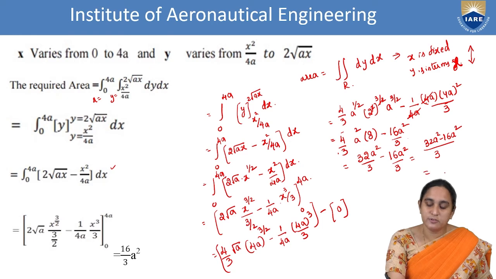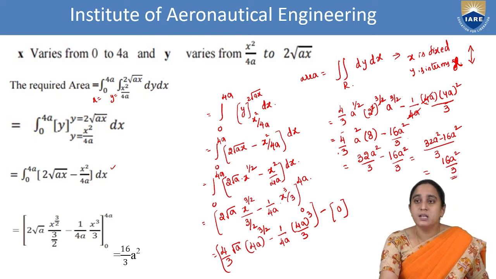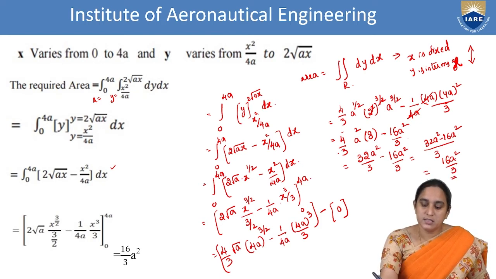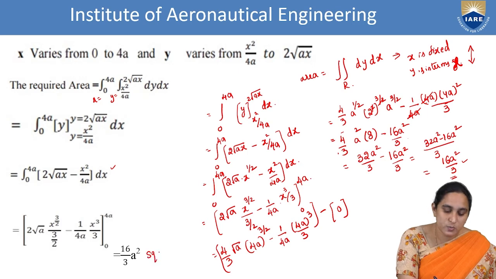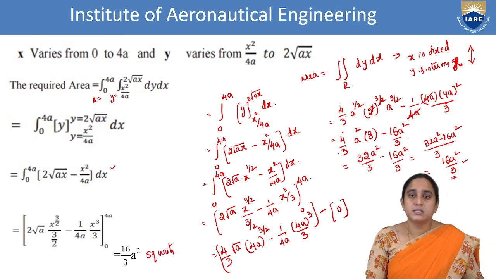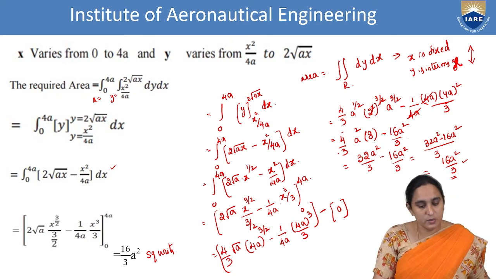From that, 16 a square by 3. This is the answer for the second question. Here the area is 16 a square by 3 square units.